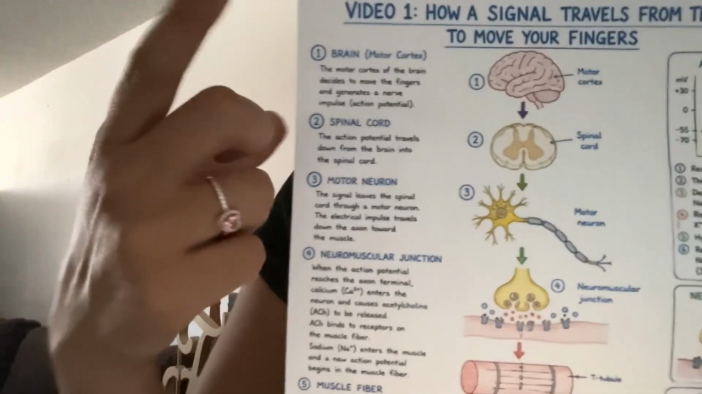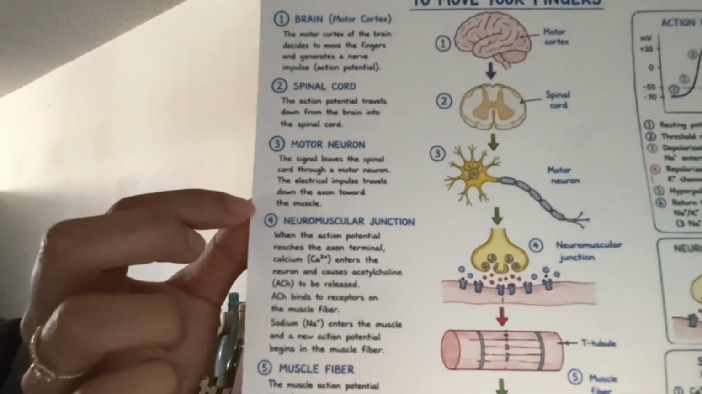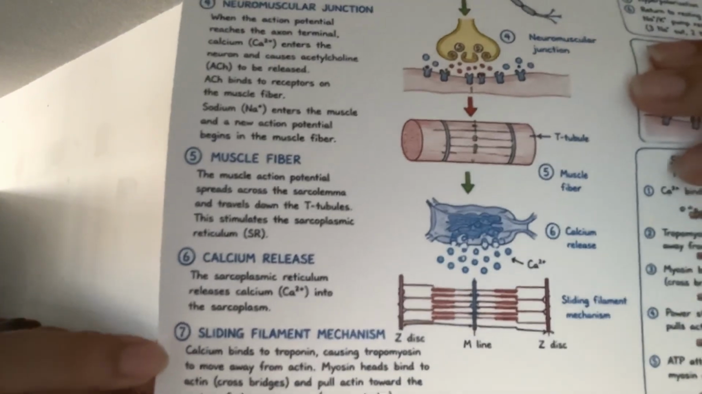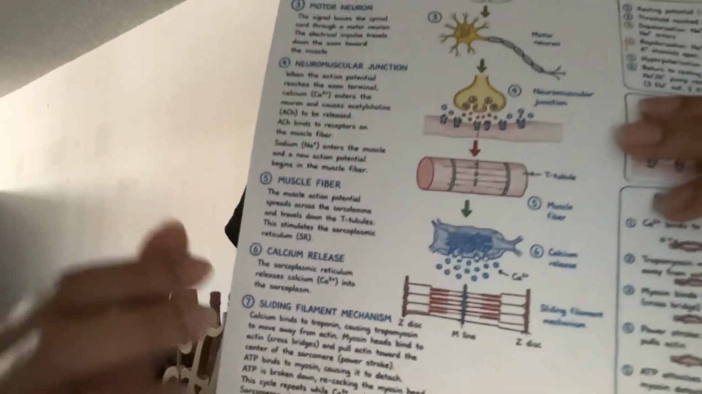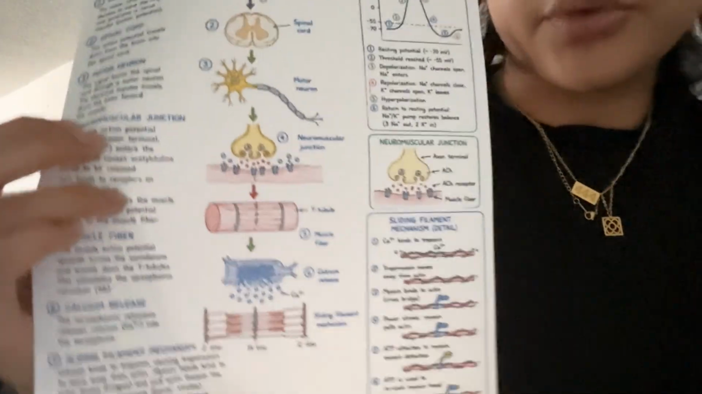So in conclusion, the summary is that it goes from the brain to the spinal cord to the motor neuron to the neuromuscular junction, which then moves to the muscle fiber, causing calcium to release, which then goes straight into the sliding filament, which causes my fingers to move. All of this is a working process that happens every time just for my fingers to be able to move.